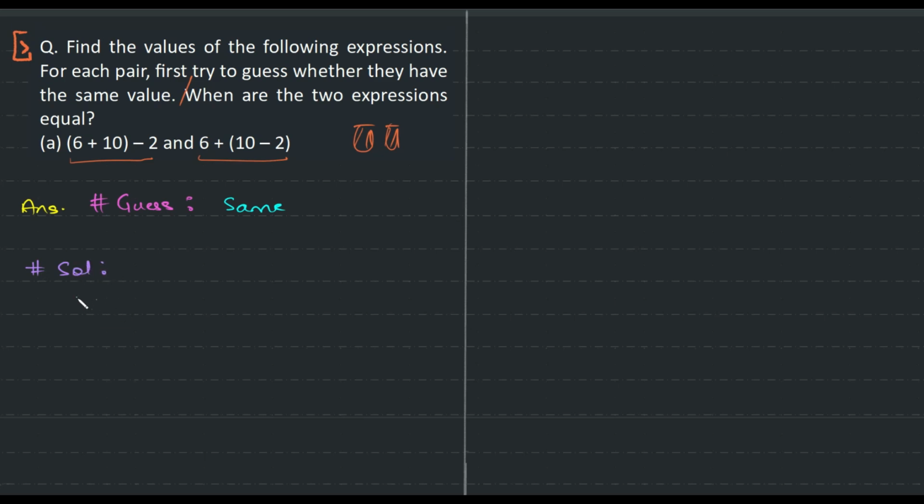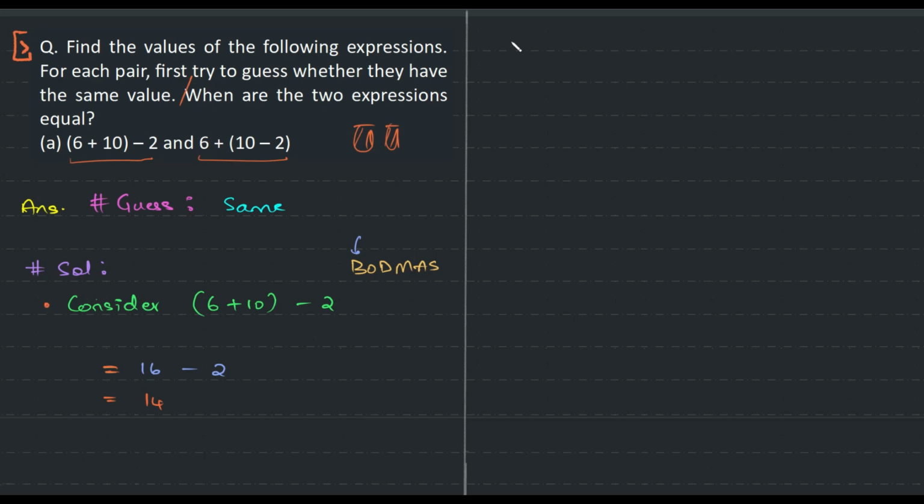So we'll consider 6 plus (10 minus 2). Now, first is as per the BODMAS rule. We have to do the brackets, whatever is there inside the brackets. What do we have inside the brackets? We have 6 plus 10. So we'll write 16. And the bracket is dealt with, and we have minus 2. And this will be 14.